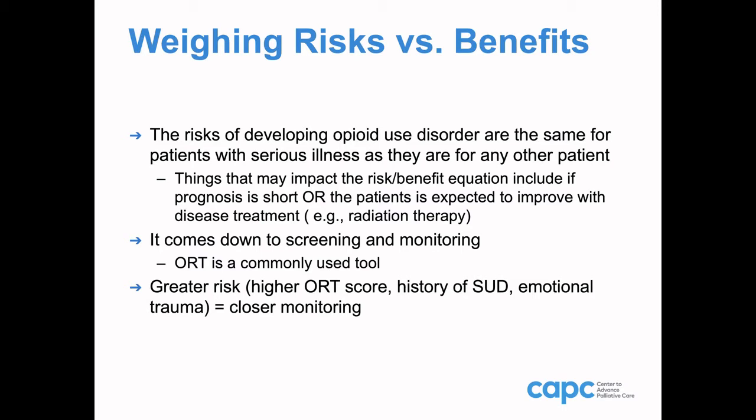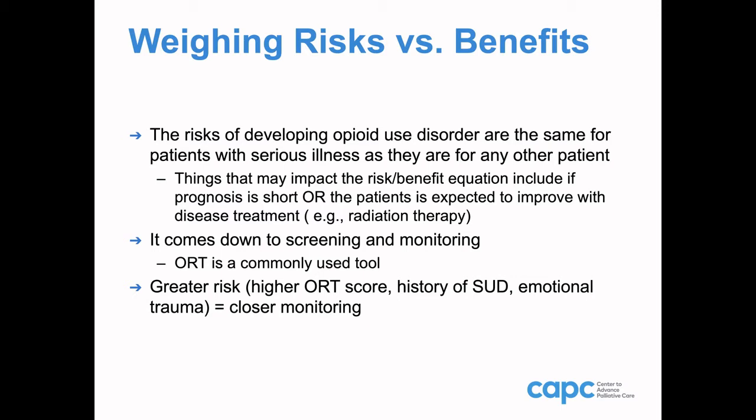Now, what about somebody who's expected to improve with disease treatment? Let's say it's somebody who's going to respond to radiation and we would think their pain may become less, or their illness may be curative. They're in palliative care, but their illness is curative. So where do we go with those patients if we start them on opioid therapy and they're maybe at high risk for opioid use disorder? It really comes down to screening and monitoring. There are good validated tools to use for this. The opioid risk tool is a common one.